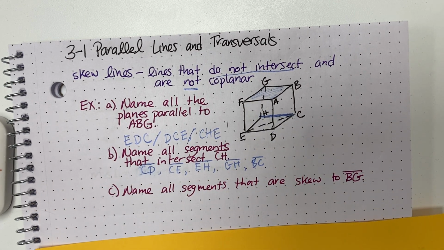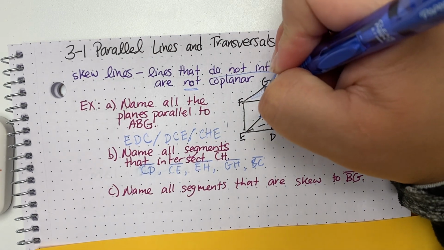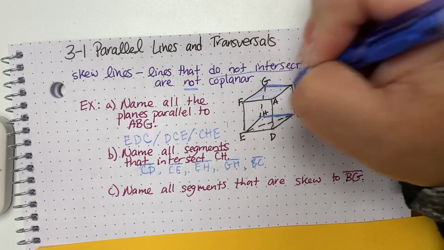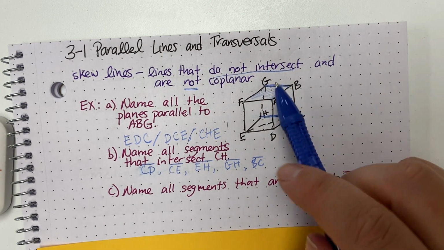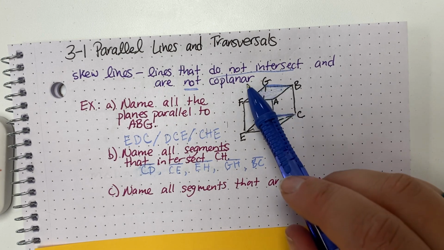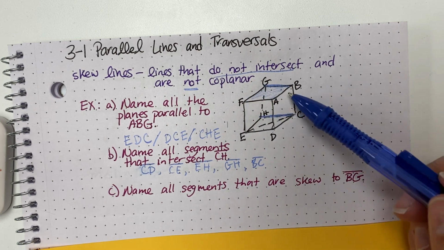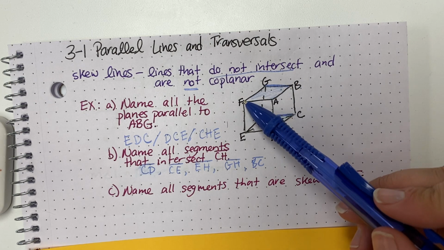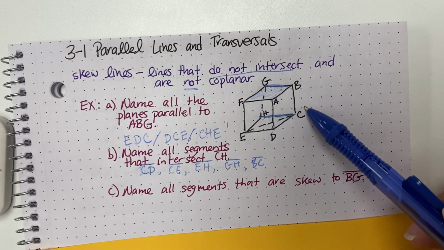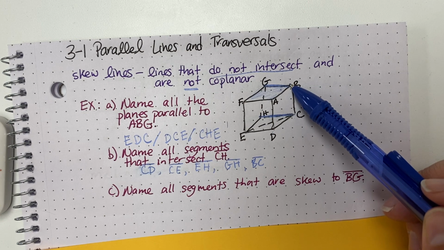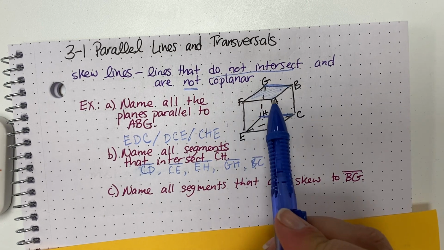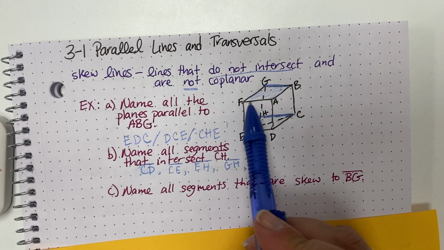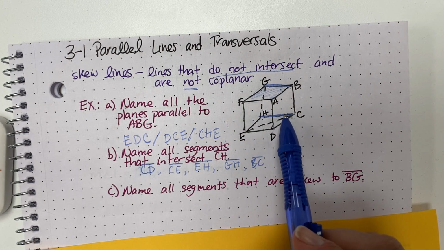All right, and then the last question says, name all the segments that are skew to BG. So now we're going to look back here. We're looking at BG. So skew lines do not intersect, are not coplanar. So if you look here, this is going to intersect, this intersects, this intersects, this intersects. So none of those, okay? This one right here is on the same plane, so that's not going to work. This is also on the same plane, not going to work.